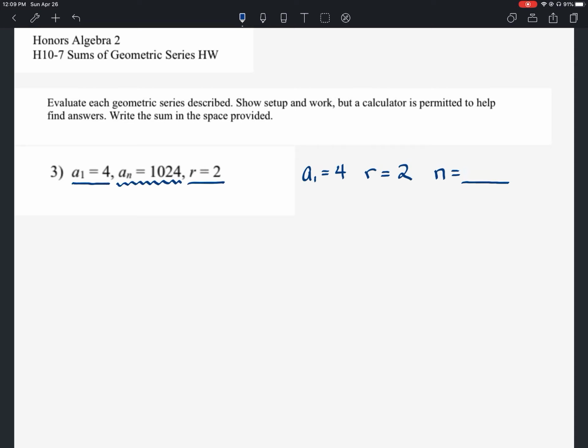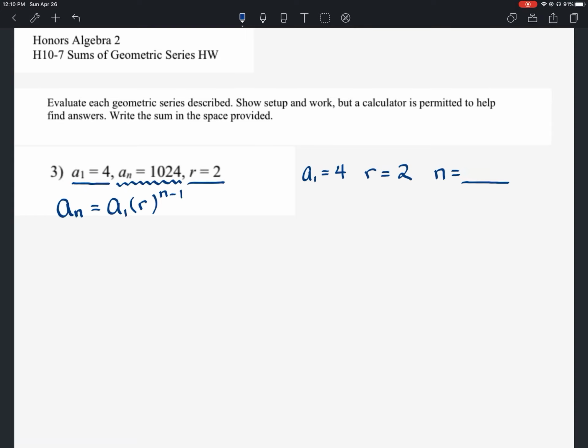So we need to create our formula for the nth term of a geometric series or sequence and figure out what term number 1024 is. So remember, that would look something like this, right? If we're trying to find the nth term, it's going to equal our first term times r to the power of n minus 1. That's our first term form.